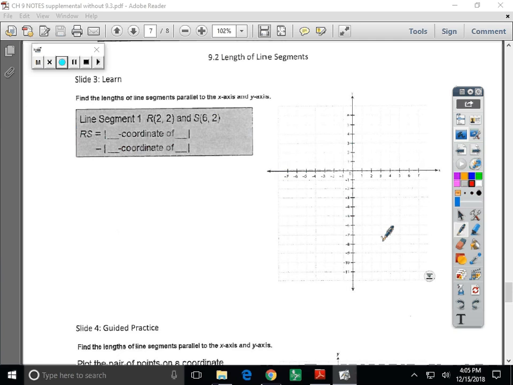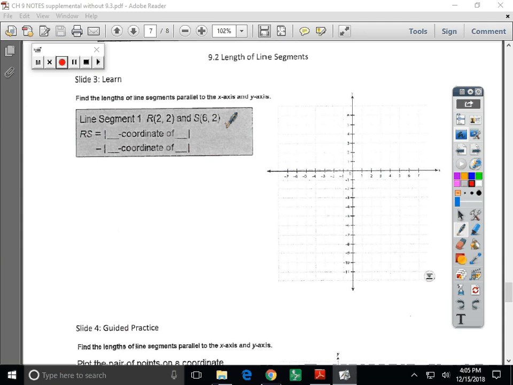So this is on the next page. It says this is page 7 of your notes packet. Oops, I feel like that says something different than mine. Sorry about that. We're on page 6. Slide 3, learn. It says find the lengths of line segments parallel to the x-axis and y-axis. Oh, there are no zeros this time. If you take a look, we're not staying on the x-axis or the y-axis. We're moving off of them a little bit.